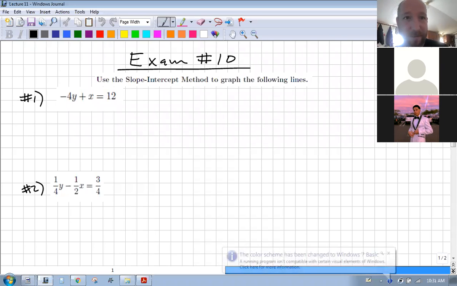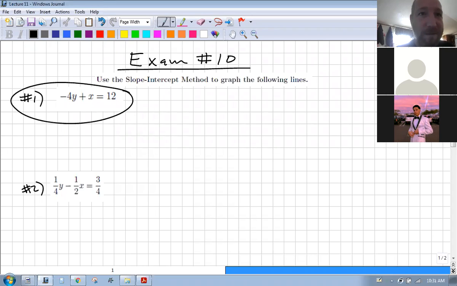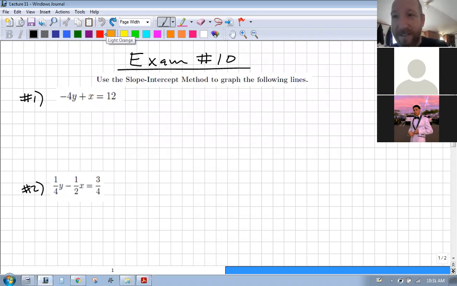Let's look at exam number 10. I just graded y'all's exams, and about half of y'all got both of these wrong, which is disappointing because number one here was number two on the last exam, meaning I just worked that same problem in class.